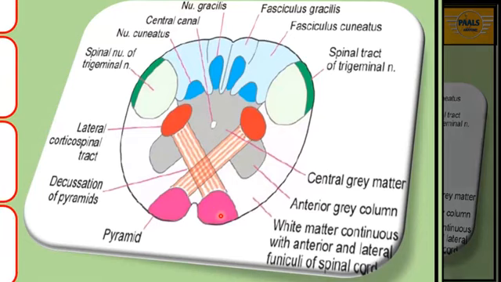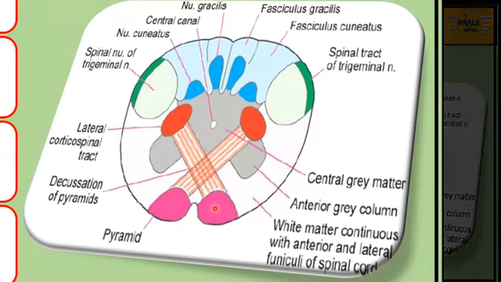So these are the pyramids, and then these are those crossing fibers. So this is the point of pyramidal decussation, where the fibers from the pyramid cross each other. A section of the medulla at this level has a lot of similarity with a section of the spinal cord. Here we can see the central canal surrounded by the gray matter.